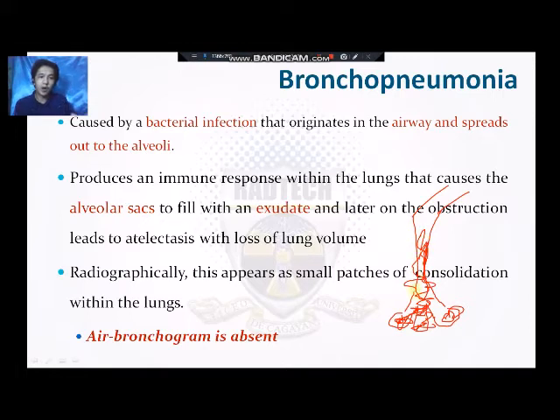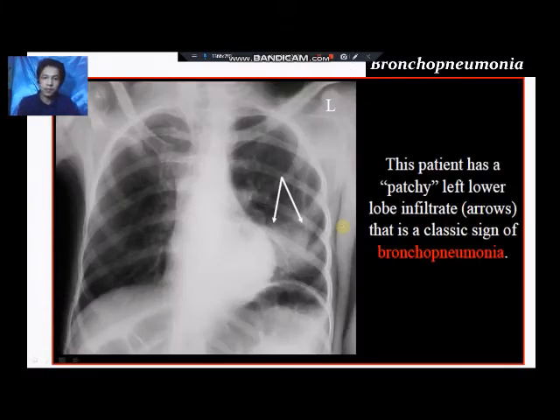So that is why the bronchus has no more air inside, because no air can enter anymore, because of the fluid that is filling up the bronchial system and then the alveolar sacs of the lung fields. Okay, so this is the clinical appearance. The patient has patchy left lower lobe infiltrate. That is a classic sign of bronchopneumonia.